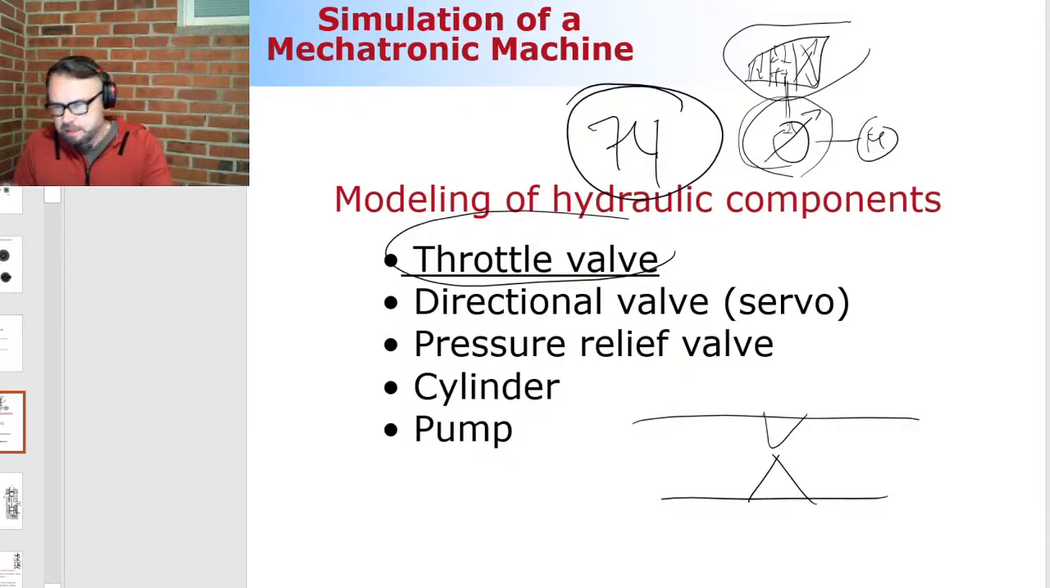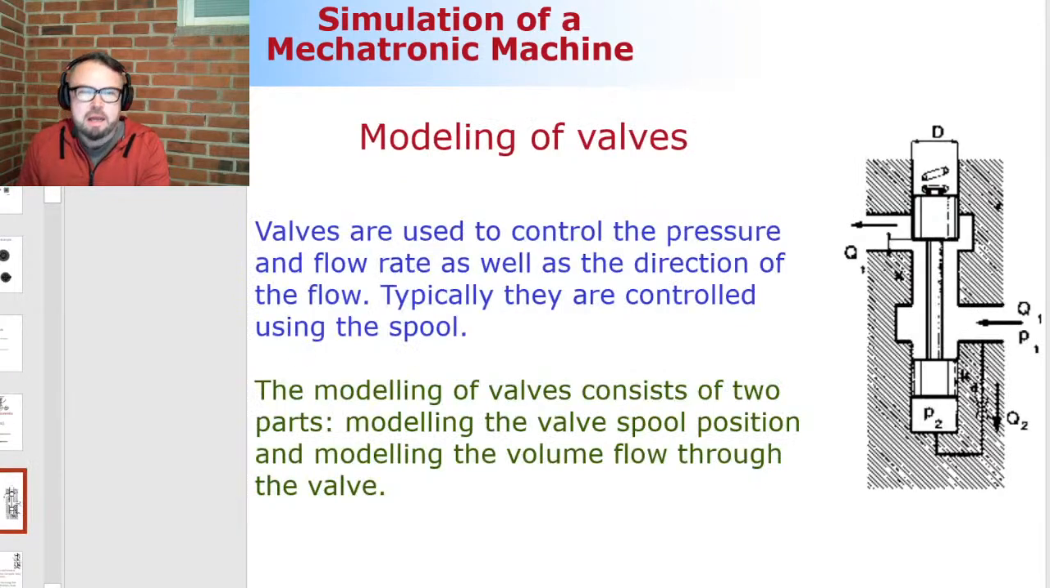But we're not yet there, so we're going to take a look at the throttle valve first, and then we're going to move on to direction valve, the pressure relief valve, and the hydraulic cylinder. Okay, what about the different kind of valves? How is that we can model those in real life?